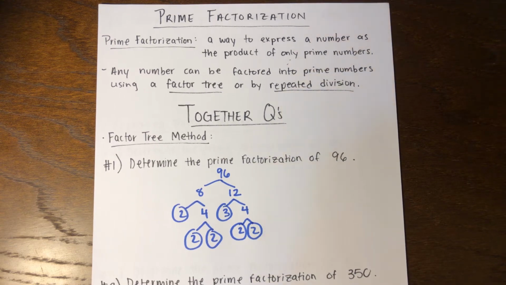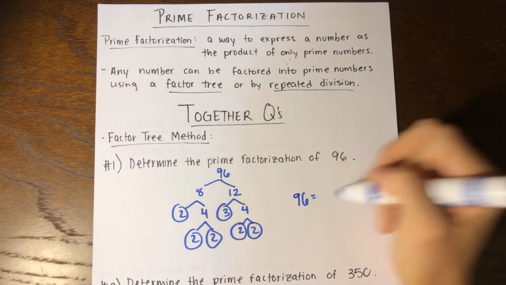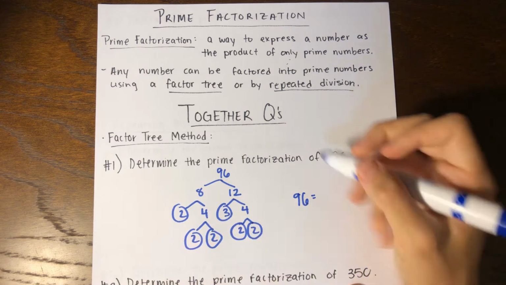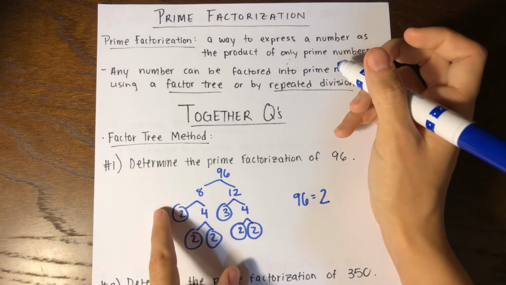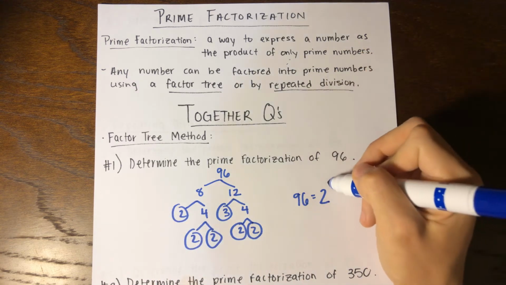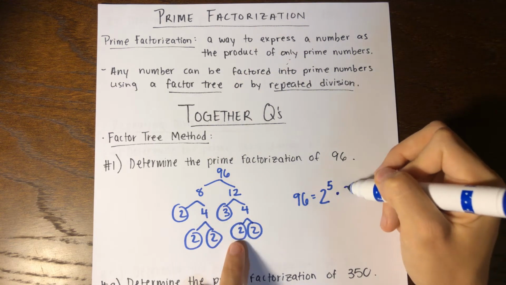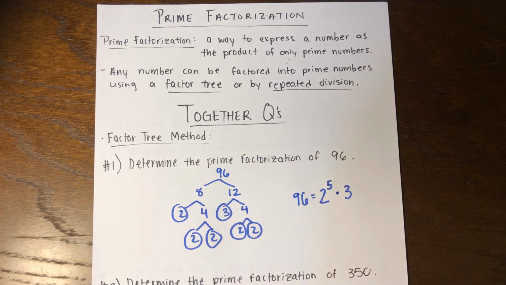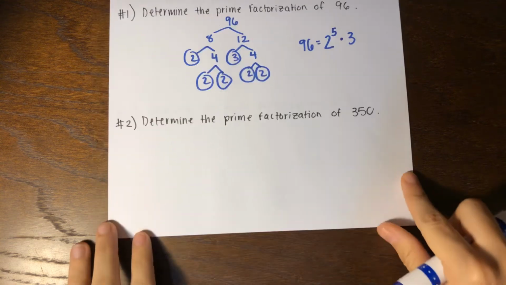So I have to write this in exponent form. 96 is equal to, and then I know that my numbers are, I have 2 and 3. Those are my numbers. So I have 2. How many do I have? 1, 2, 3, 4, 5. So 2 to the 5th power times 3. And I only have one of them, so I can just leave it like that. This is the prime factorization of 96. Okay? Let's move to the next one.